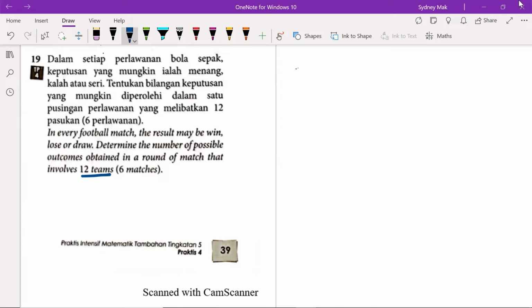So it will be like, well, we fill in 6 slots, okay, with the possible outcomes for each slot. So for each slot, the possible outcome is 3. I have 3 choices, win, lose, or draw. So the second match, they're independent. So 3 outcomes, 3 outcomes, 3 outcomes, 3 outcomes, 3 outcomes.